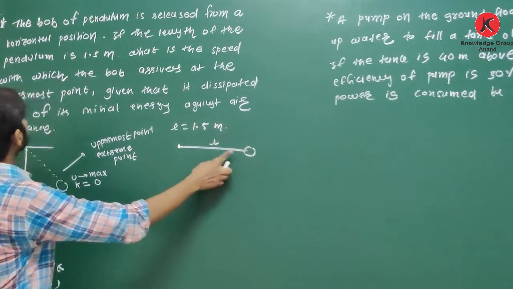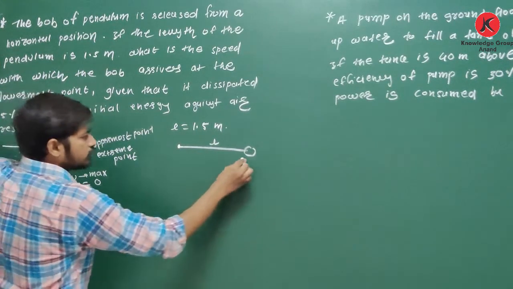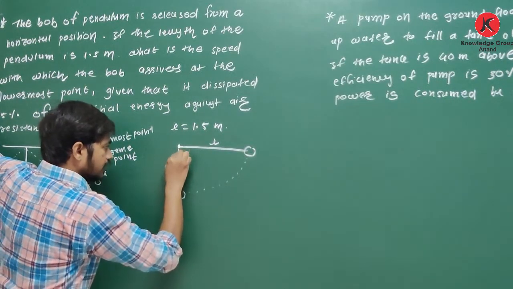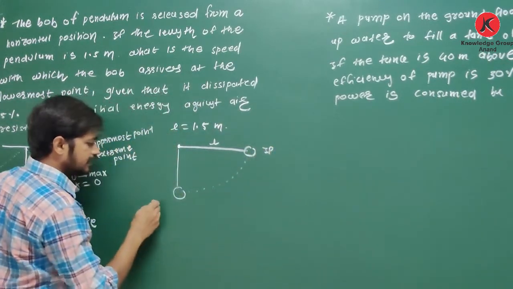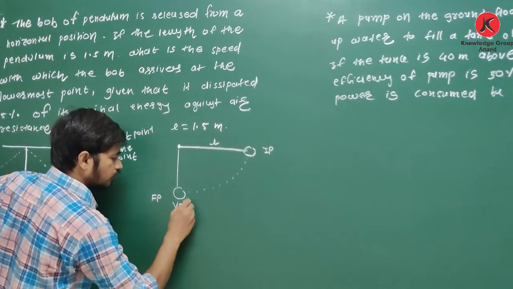The bob of the pendulum is released from the horizontal position. If it is released from the horizontal position, then obviously it will move like this. This is its initial position and this is its final position. So what is the speed with which the bob arrives at the lowermost point? Here, at this point, what is its speed?